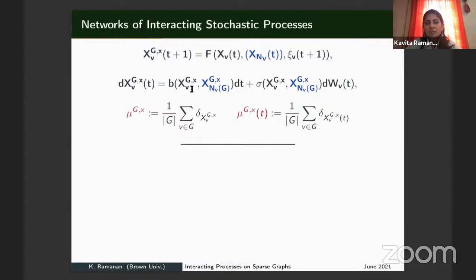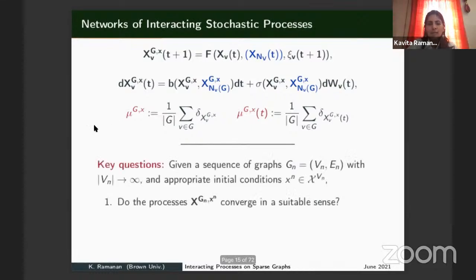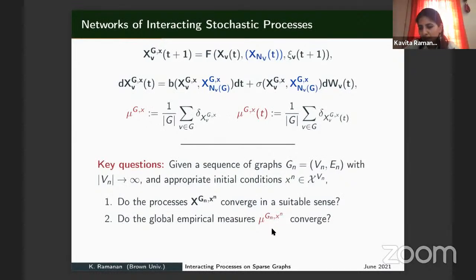And so we have possibly a Markov chain, we might have a diffusion, and we have these global empirical measure processes. And what are the key questions? Given a sequence of graphs with the vertex size going to infinity, because what are we interested in? Understanding the behavior of really large systems. We want to understand, do these processes, and the X^n's also, you have to mark them with initial conditions, converge in some suitable sense? That's one thing you want to ask. Another thing that you might want to ask is, do the global empirical measures converge?